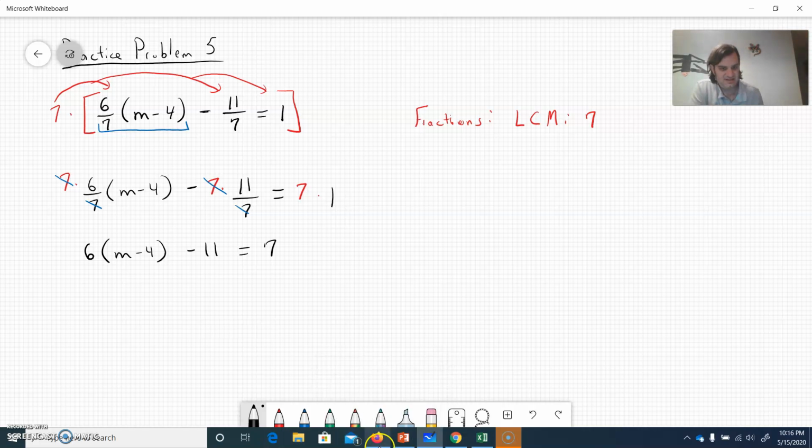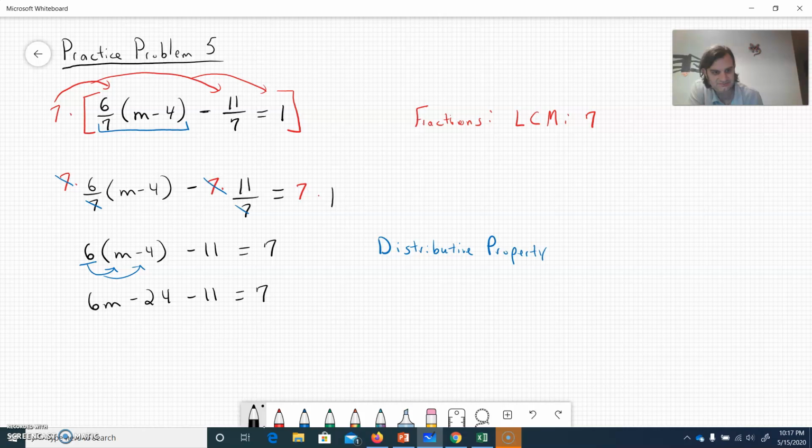So let's move on to my next step, which is in my hierarchy, getting rid of any parentheses, and we have a 6 outside of parentheses now. So we'll need to multiply it times the m minus 4, which is using the distributive property. So if I push that 6 in, I'll have 6m minus 24. I'll bring down the minus 11 equals 7.